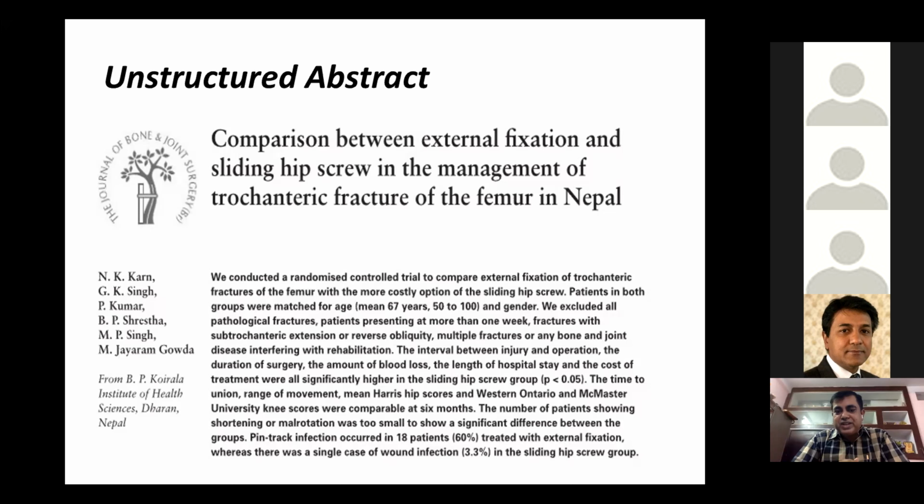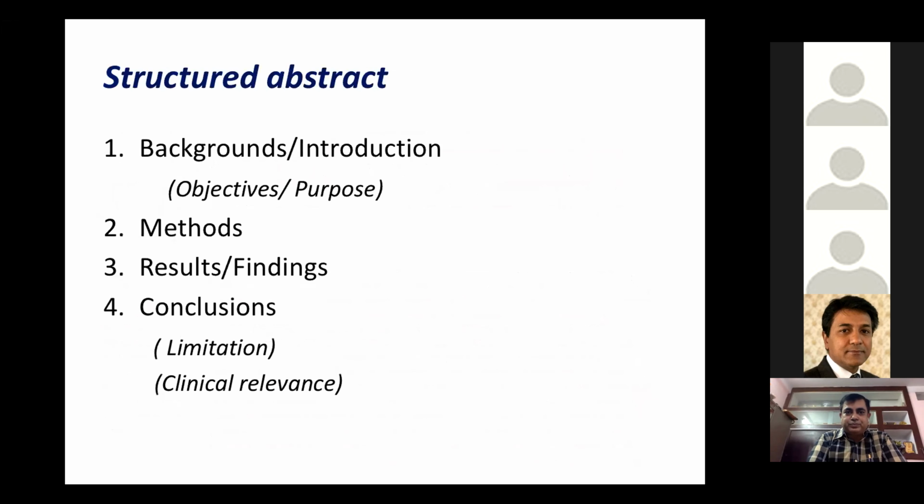Also, you see pin track infection occurred in 18 patients. That's the 60% treated with external fixation. So we also have to put some of the negative findings. Not only the positive things should come there; you have to also put some negative findings that we have found. That is also significant, whereas there was a single case of wound infection in the sliding hip screw group. This is just an example I wanted to show: you have to be as concise as possible and try to give almost all the information you can.